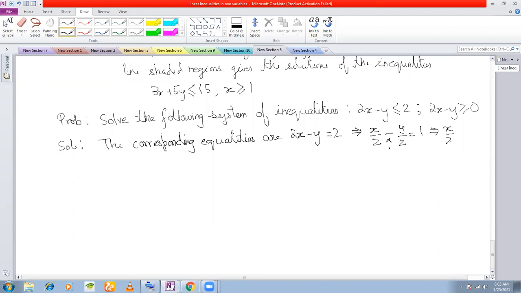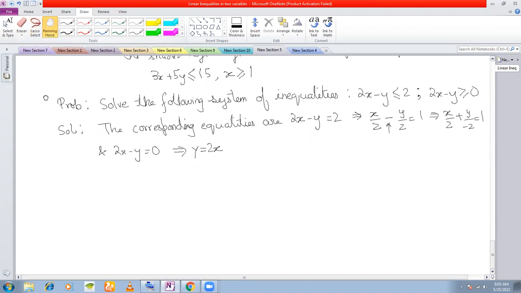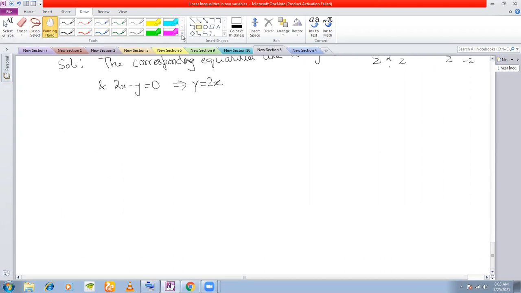So what I do is I write this as x by 2 plus y by minus 2 is equal to 1, right? So this is how we have written, and the other one is 2x minus y is equal to 0. That means y is equal to 2x, right? So these two are your equations. This we need to graph on the x and y axis.